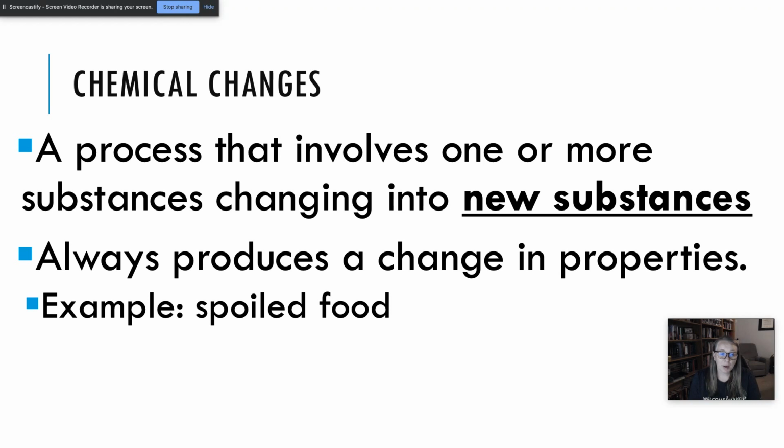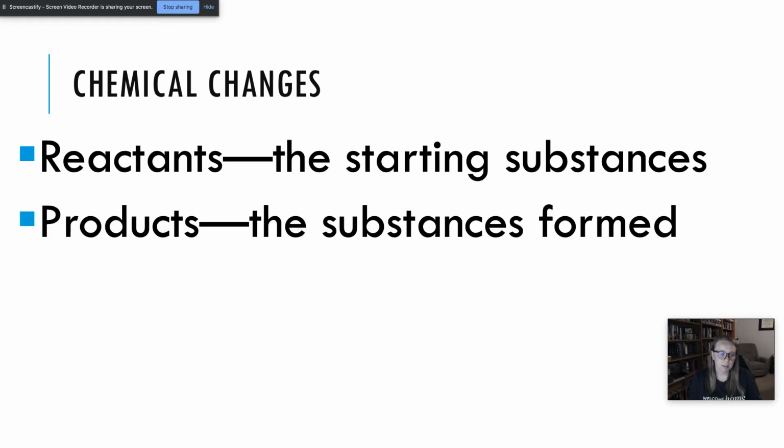And if you think about some properties that change as a result of that, there's usually smell. You get some chunky things that happen. That's also a change in property. So you start to see different properties change as chemical changes take place. When we're talking about chemical changes or chemical reactions, we talk about reactants, which are the starting substances, so what you start with, and products, which are the substances that are formed, the things that are produced.